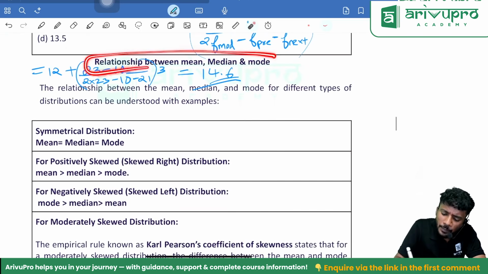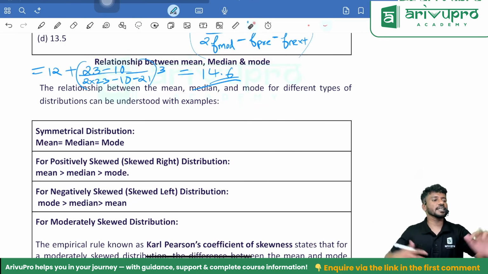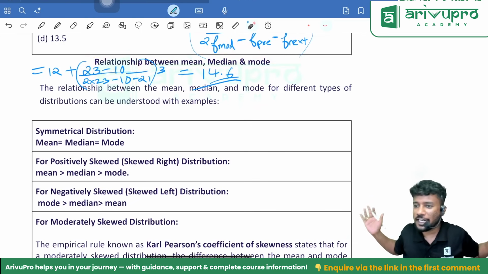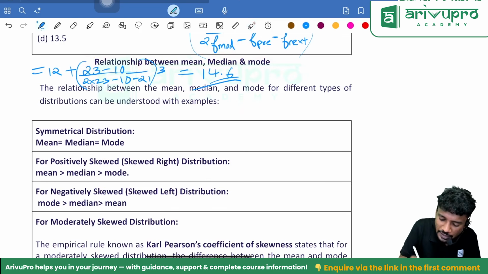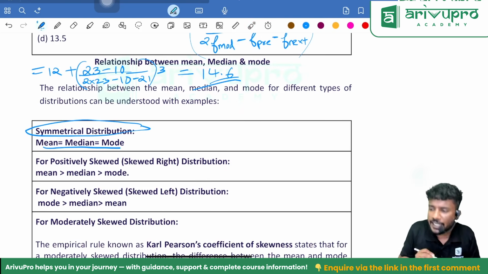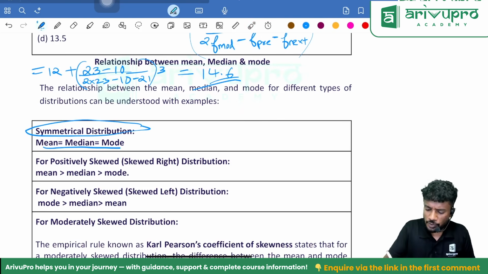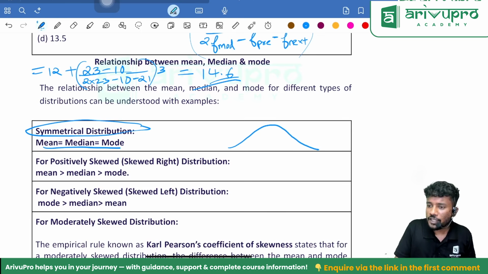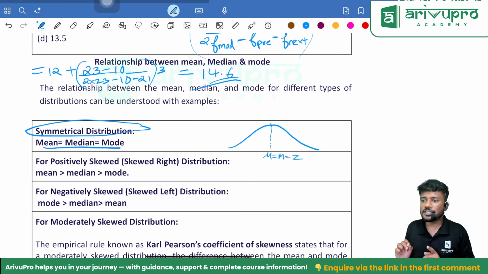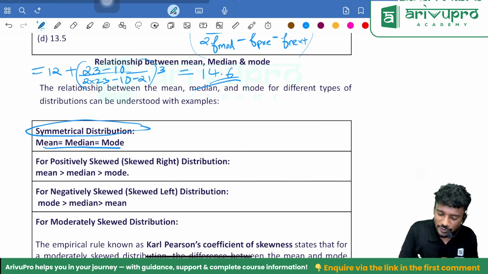Now, the relationship between mean, median and mode. Finally, we are going to find some relation between them. For a symmetrical distribution, mean, median and mode are equal. Do you remember, did you study something called the normal distribution? There is something called a normal graph. In the middle part we will say that mean is equal to median is equal to mode. We will revise tomorrow, don't worry. That's why a symmetrical distribution has equal mean, median and mode.